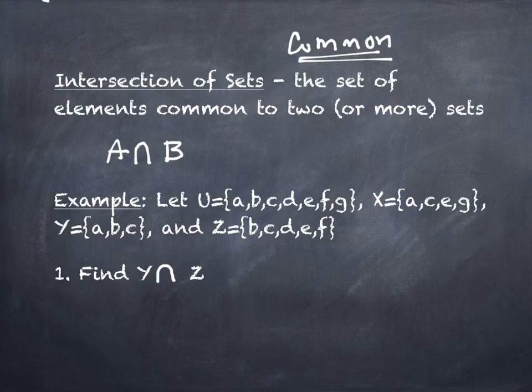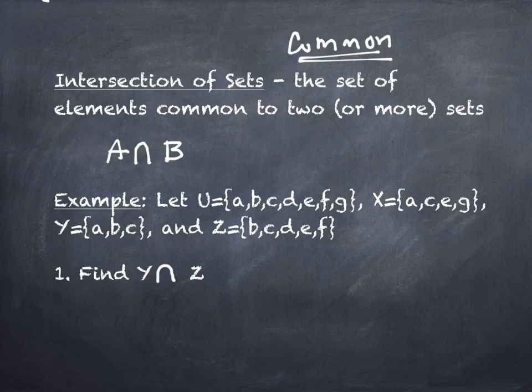So if you're taking a look at the first example here, we've got a universal set. It's got some letters in it this time. The elements are A, B, C, D, E, F, and G. We've got a set X, which has A, C, E, and G. A set Y that has A, B, C. And there's a set Z that has B, C, D, E, and F. Again, this is one of the reasons why I don't want you to have to write all this down, is if you've printed the notes, you won't have to. So this symbol right here says, I want to know what the sets Y and Z have in common.